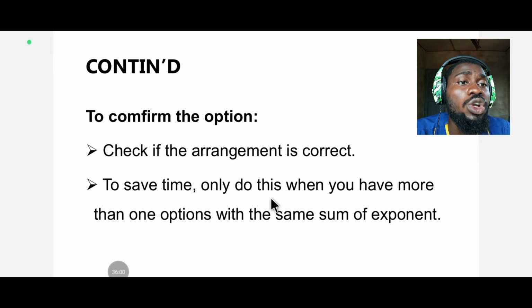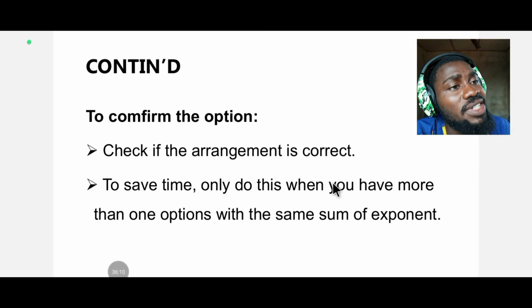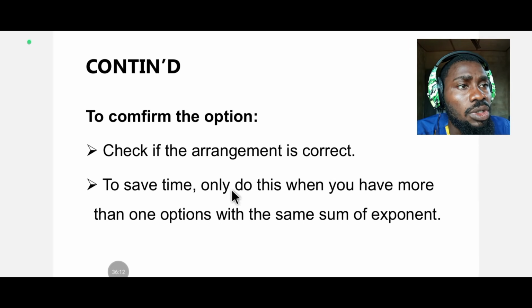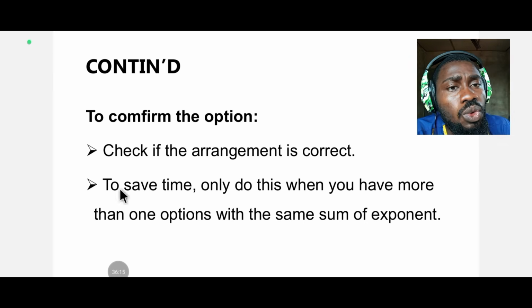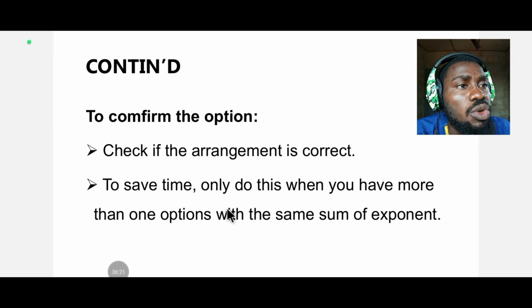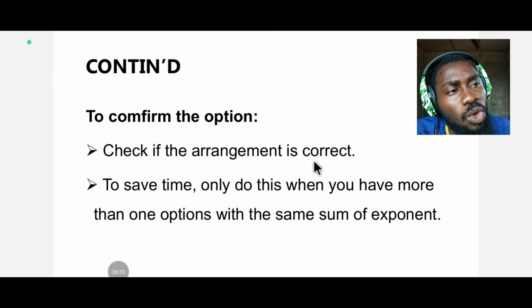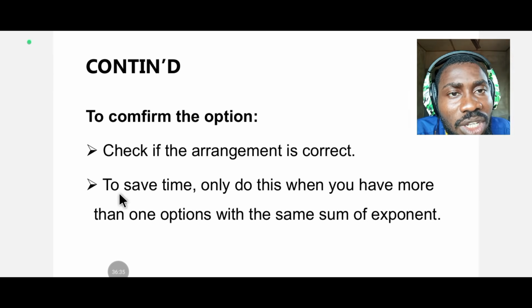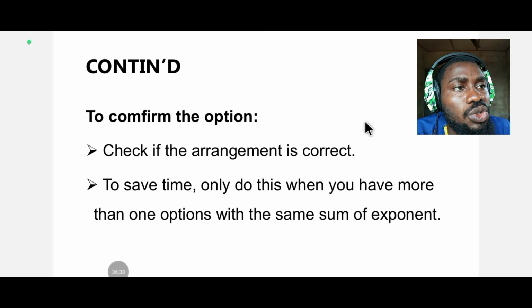To save time, only do this when you have more than one option with the same sum of exponents. So when you are at risk of choosing the wrong option, just look at the other exponents. If you have only one option that matches the atomic number of the element, you are good to go, so you pick that option. But if you have more than one option with the same sum of exponents, or the atomic number of that element, what do you have to do? You have to start checking, following the oblique line. You check from right to left, ensure that it follows the sequence.